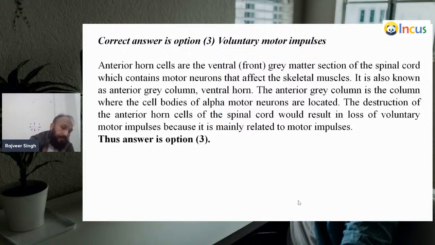Because anterior horn cells are the ventral front gray matter section of the spinal cord, which contain motor neurons that affect the skeletal muscles. It is also known as the anterior gray column, or ventral horn. The anterior gray column is the column where the cell bodies of the alpha motor neurons are located. The destruction of the anterior horn cells of the spinal cord would result in the loss of voluntary motor impulse because it is mainly related to the motor impulse. So the answer will be third.